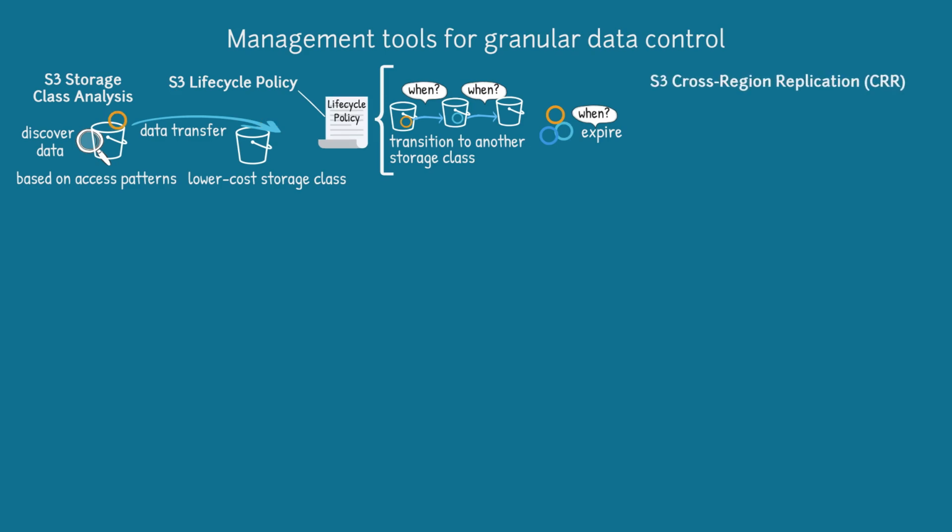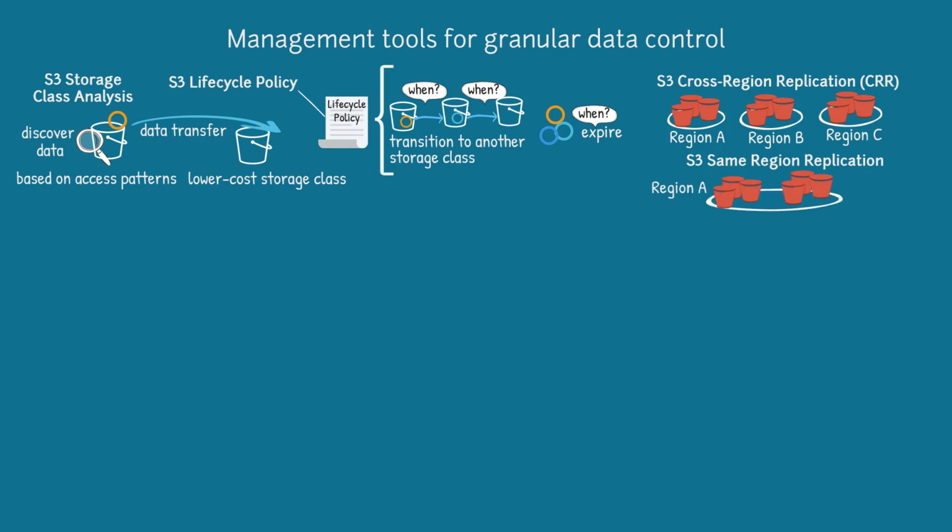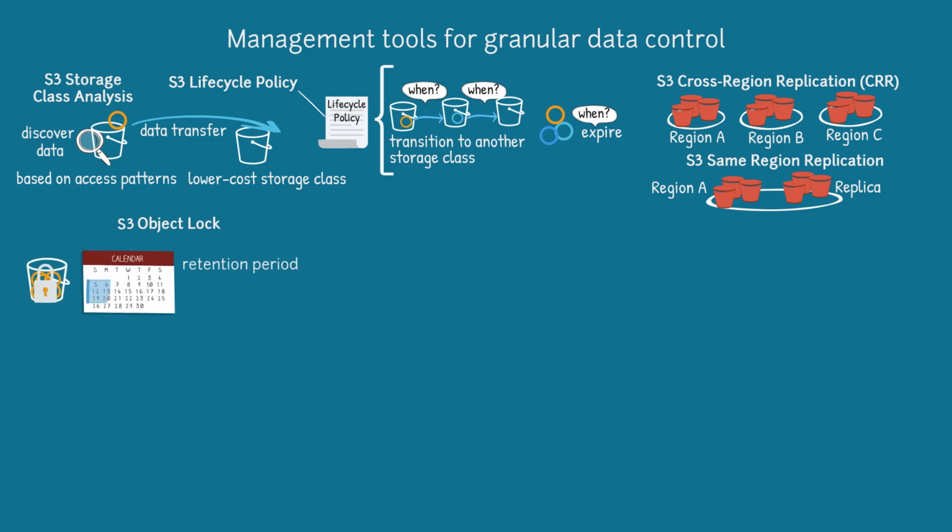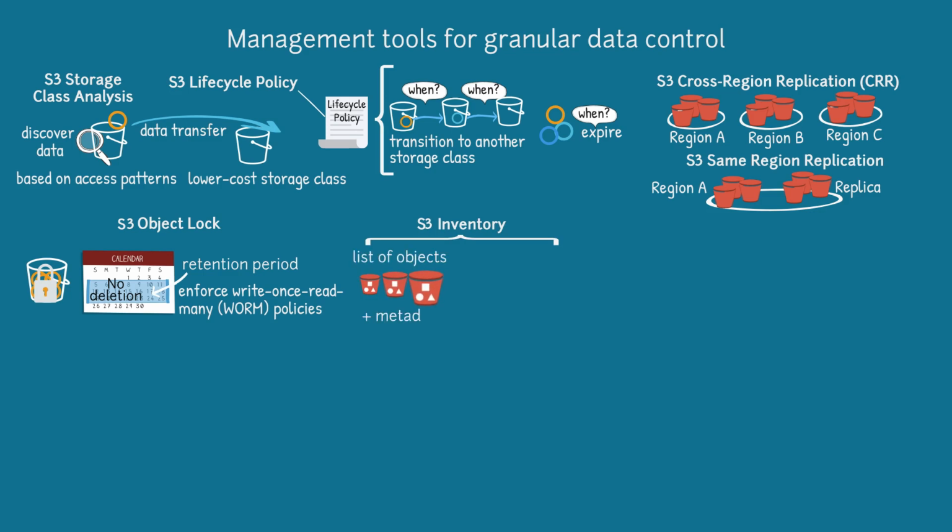In addition, you can use S3 Cross-Region Replication, CRR, to replicate data into other AWS regions, or you can replicate data in the same AWS region. S3 Object Lock: objects are locked for the duration of the retention period that you define and are protected from deletion. You can enforce write-once, read-many policies with S3 Object Lock. S3 Inventory Report lists your stored objects, their metadata, and encryption status. You can also use S3 Batch Operations to change object properties and perform storage management tasks for billions of objects.